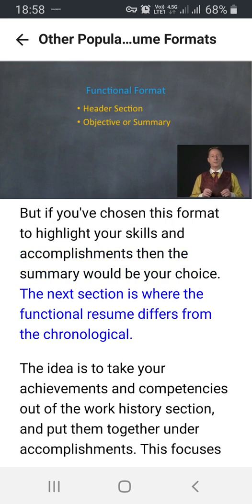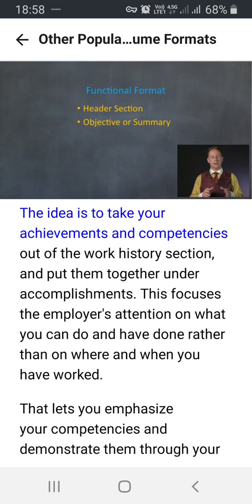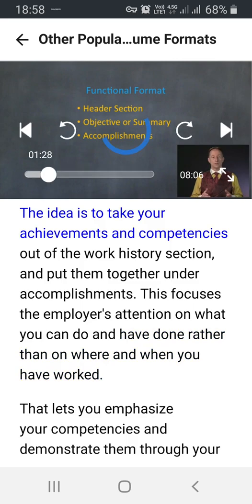The next section is where the functional resume differs from the chronological. The idea is to take your achievements and competencies out of the work history section and put them together under accomplishments. This focuses the employer's attention on what you can do and have done, rather than on where or when you've worked.